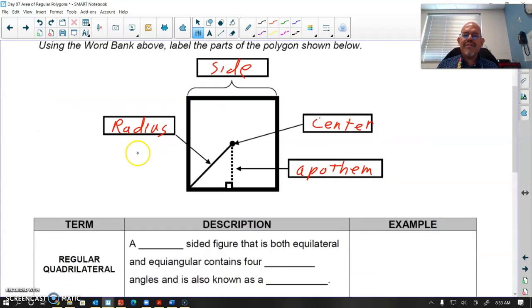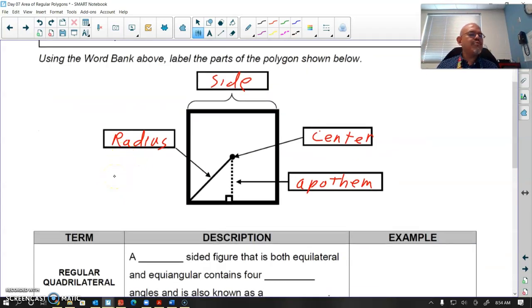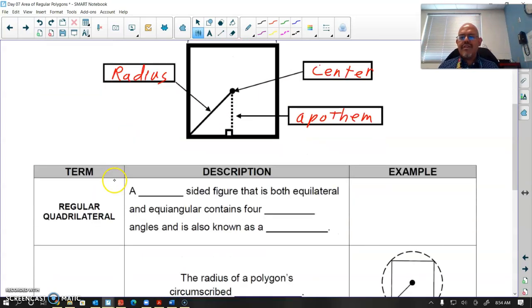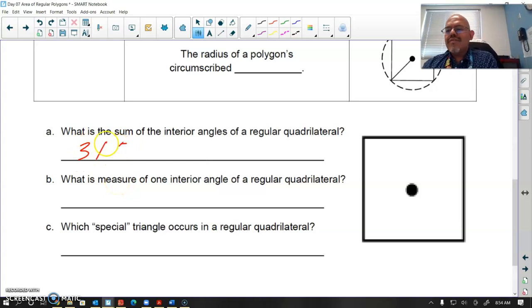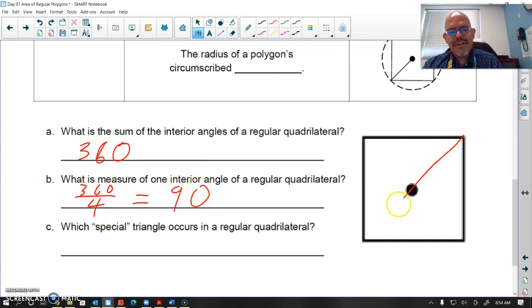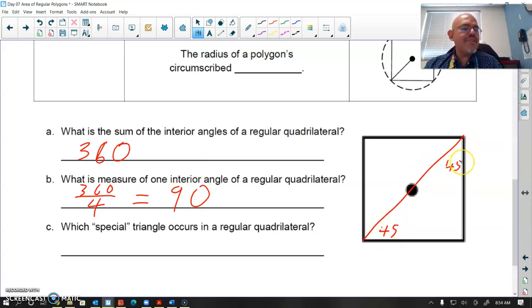Okay, so same thing over here. I don't like these problems because it's actually easier just to do it another way. So I'm just going to go ahead and show you this right here. Sum of the interior angles, of course, you know that's 360. And if you take 360 divided by 4, that gives you 90. And the special right triangle, if I do this right here, this is a 45, 45, 90. But we're not going to use that very much.